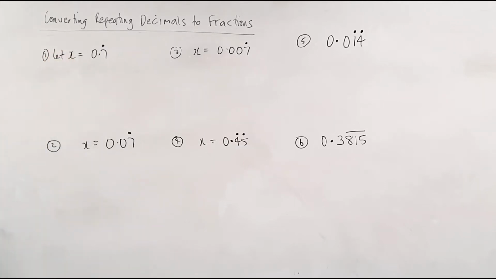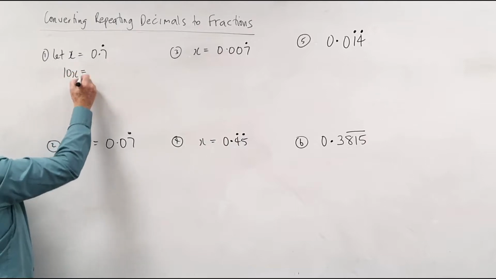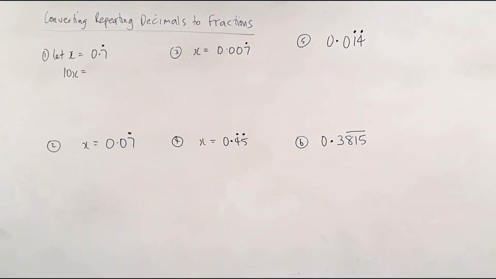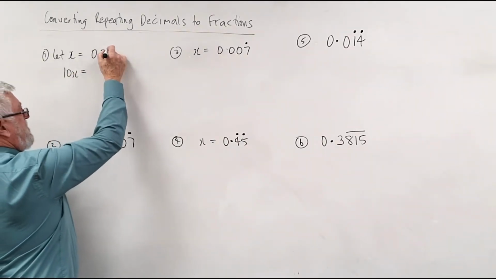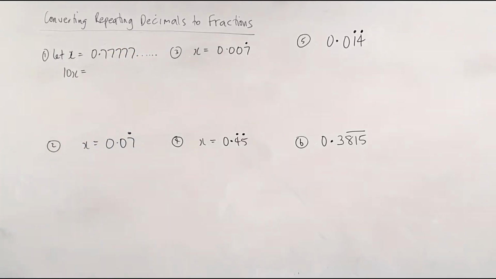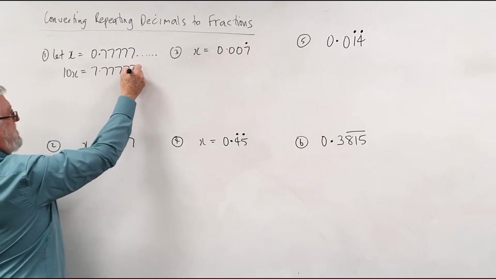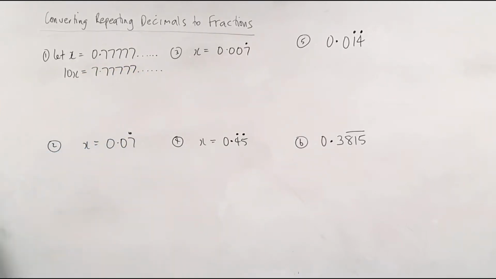Let x equal that. So what's 10x? 0.7. I'm going to write the 0.7 repeater as 0.7777 to get the point across. What's 10 times that? 7.7777 repeating.